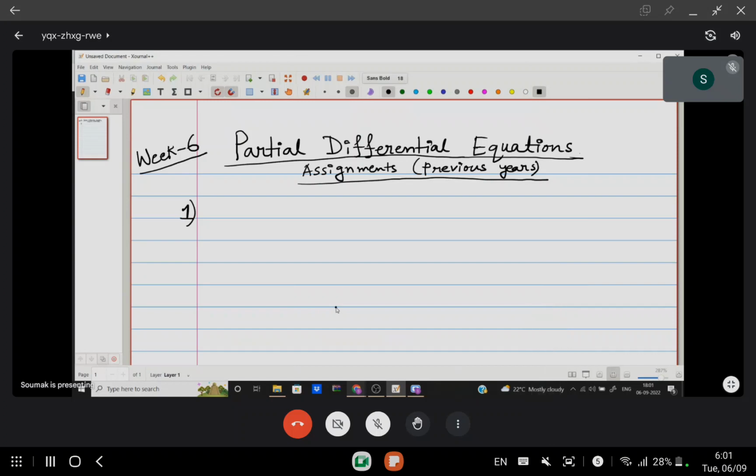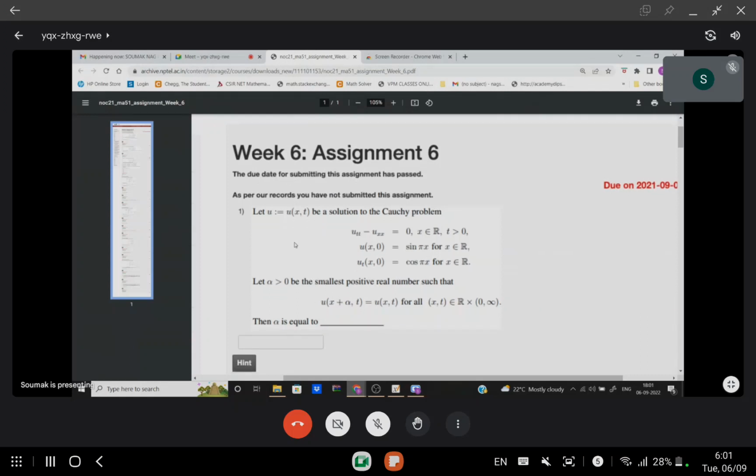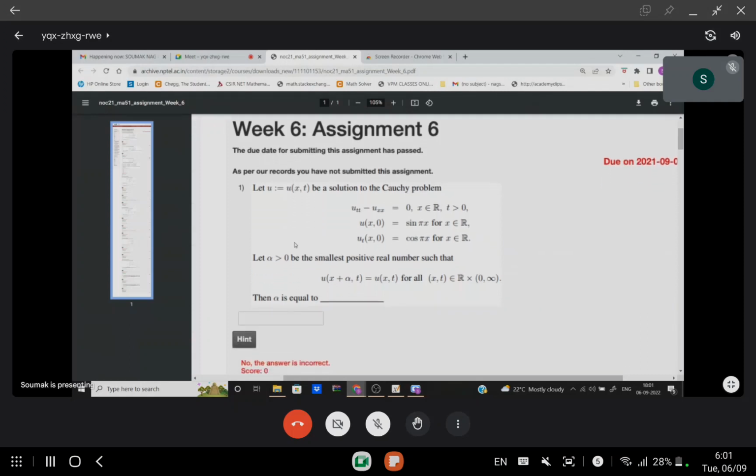So, today I will solve a problem from partial differential equations, from the previous year's assignments of week 6. Let me first show you the question. Is the question visible, Ramesh? Yes, sir. Okay.